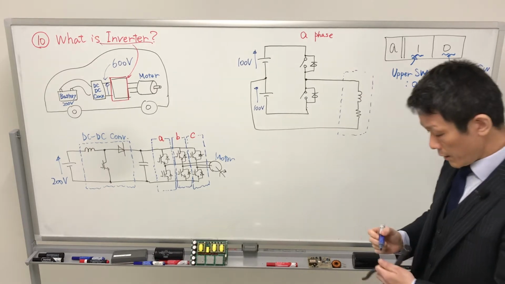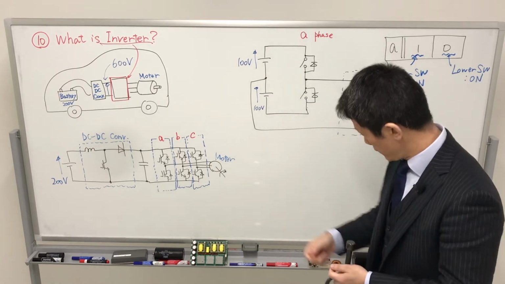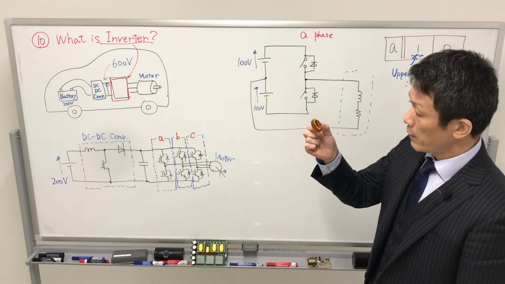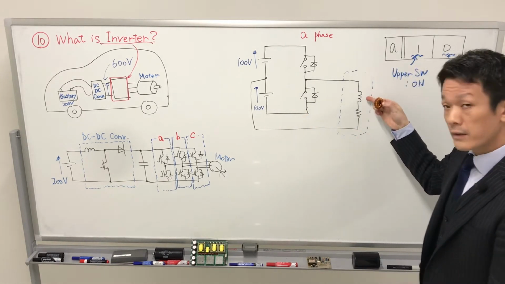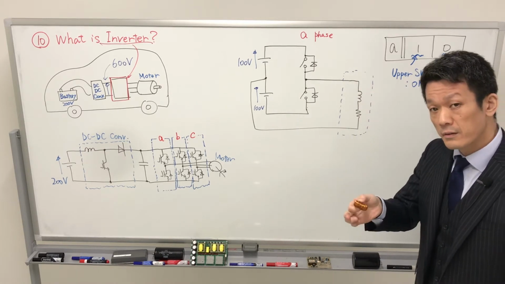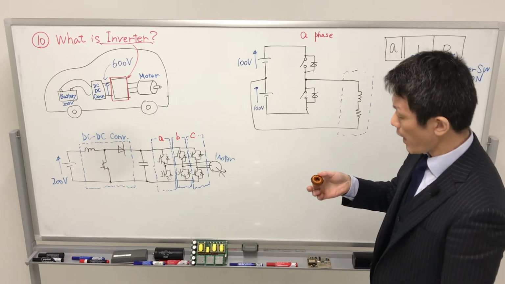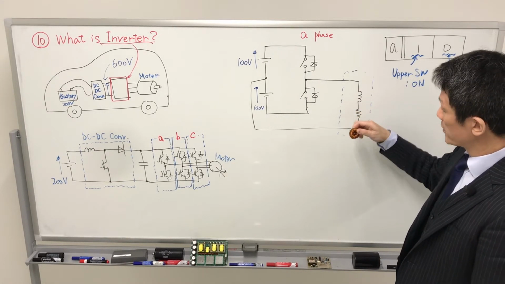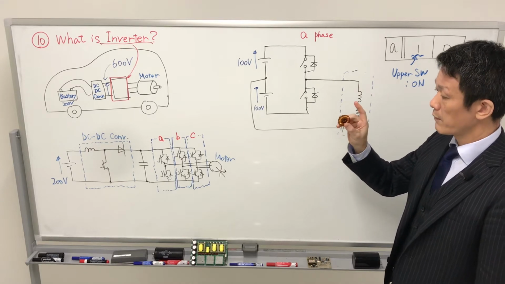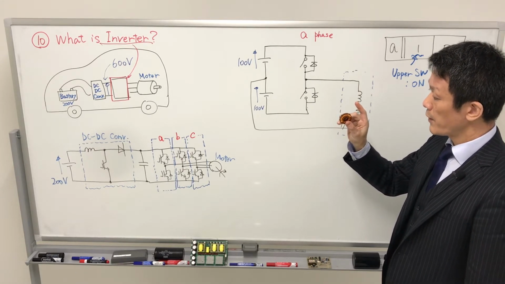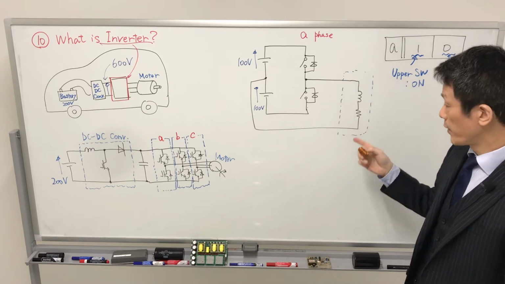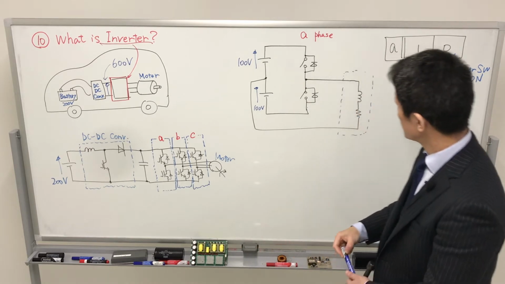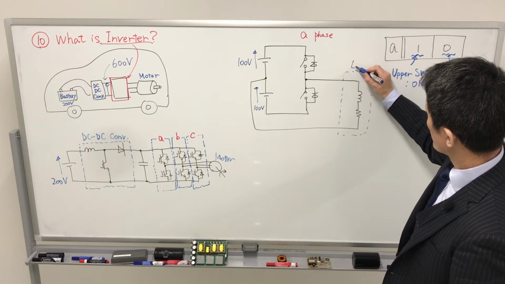Motor is the concept of windings, like an inductor. Windings mean series connected windings and series connected resistance. The ideal circuit is only the inductance. However, the real circuit includes the resistance, so we indicate the resistance. Here is the motor and motor load.